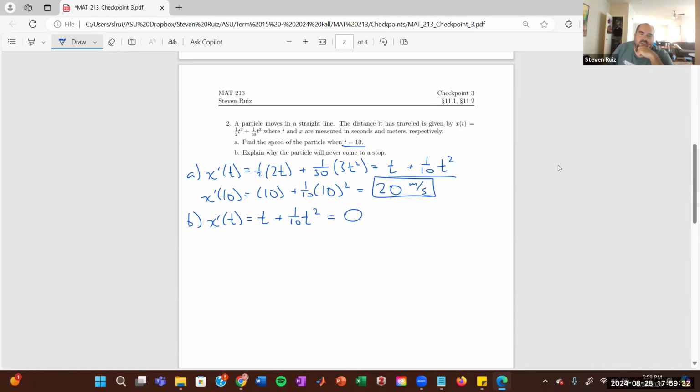So let's try to solve this equation. Where is this going to be equal to 0? I'm going to try to factor out a t. I get t times 1 plus 1/10 t equals 0. Just like the last problem, I'm going to split these up. So I get these two equations: t equals 0 and 1 plus 1/10 t equals 0.